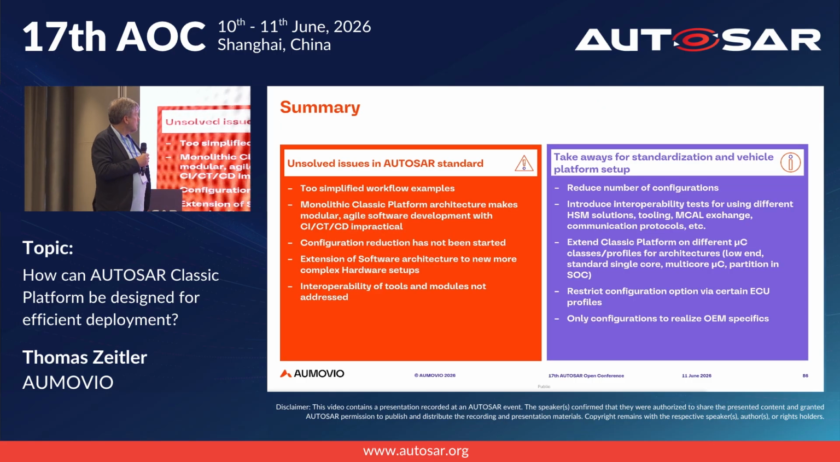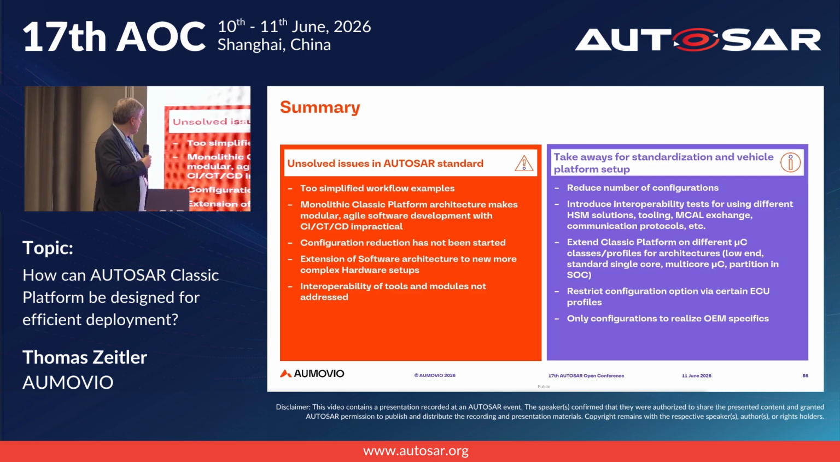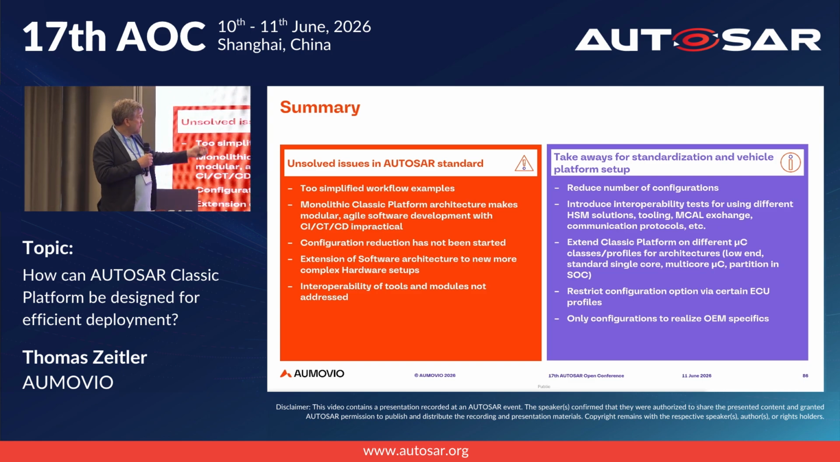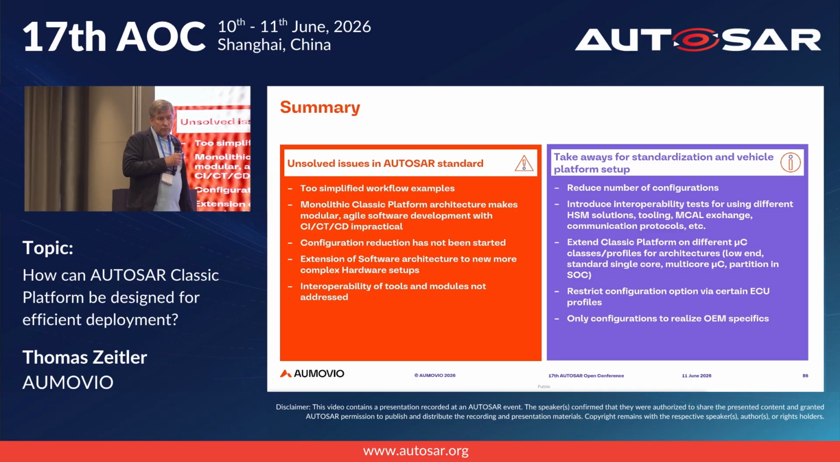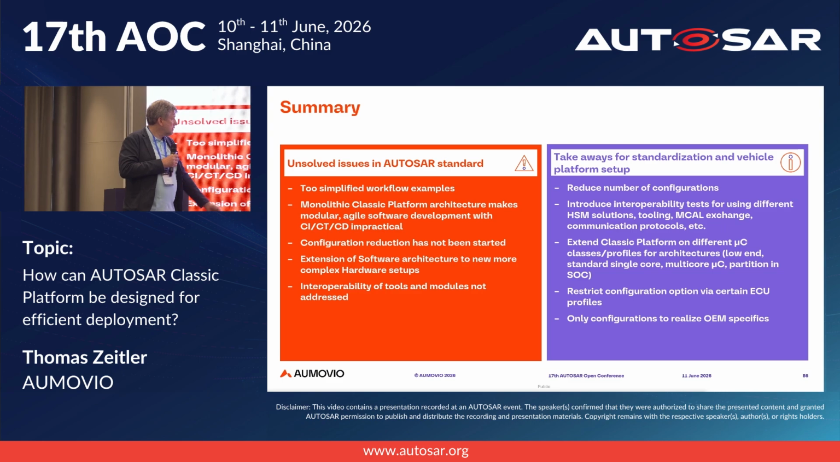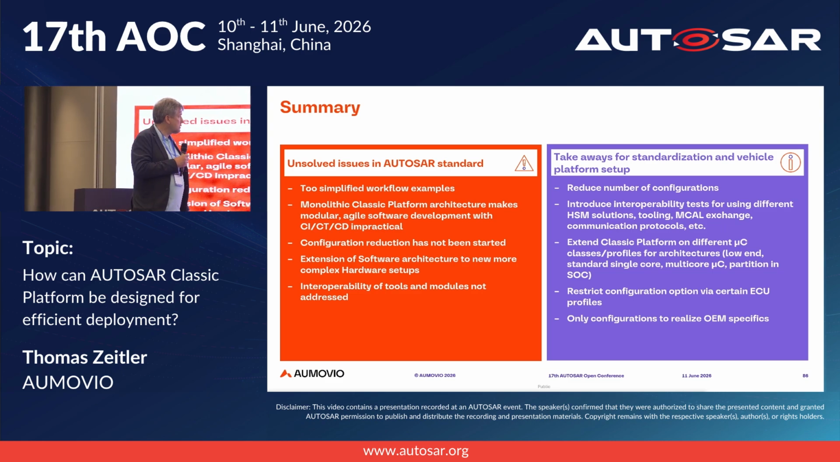So I summed up all the unsolved issues we have. We have to extend our workflow examples. We have a kind of monolithic architecture. We have to make it more modular for agile development. We have to reduce the configuration and adapt it to more complex hardware, the classic standard. And very important, interoperability for tools and stacks in between. Otherwise, if you mix stuff, it gets complicated.